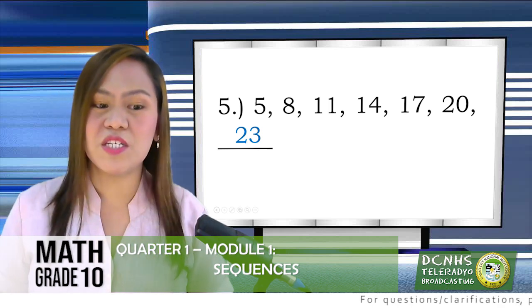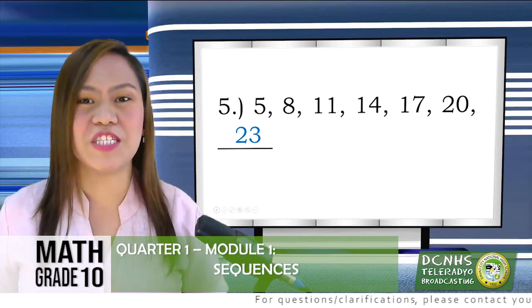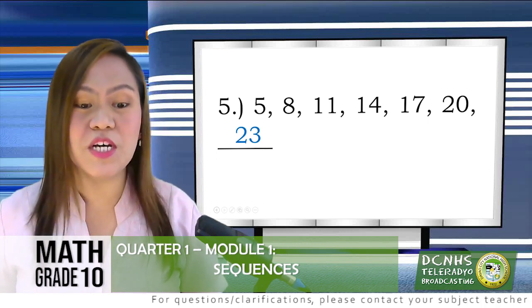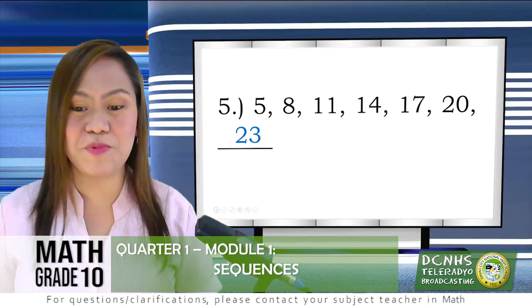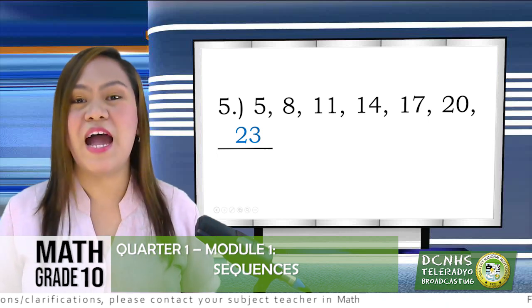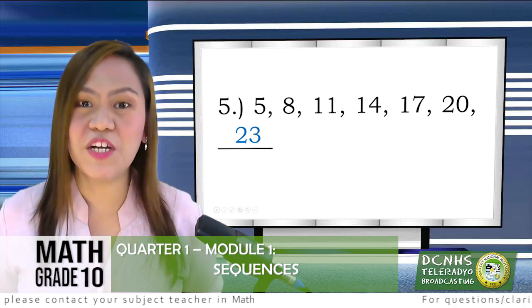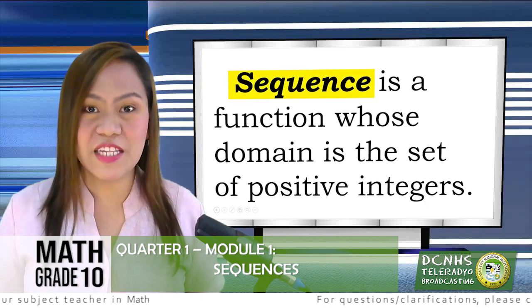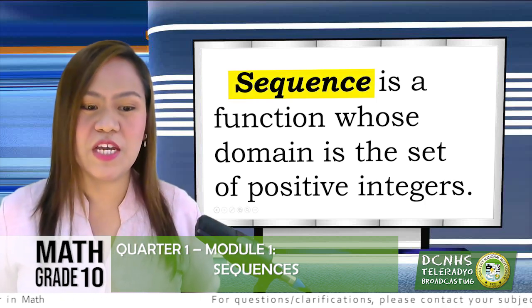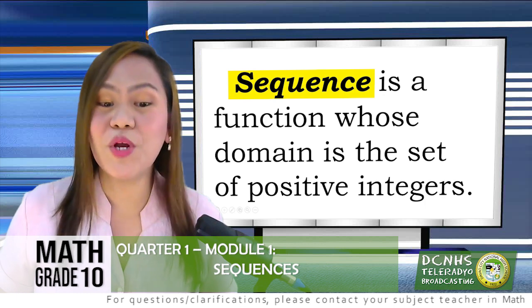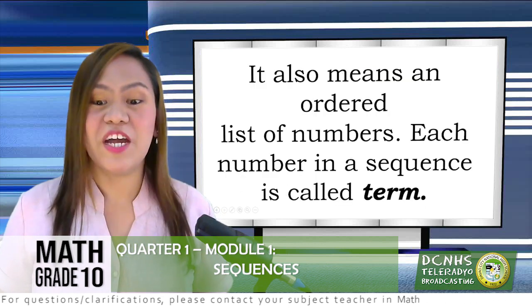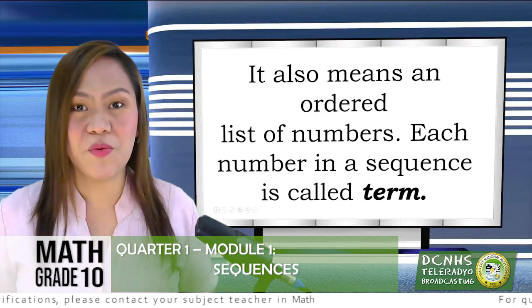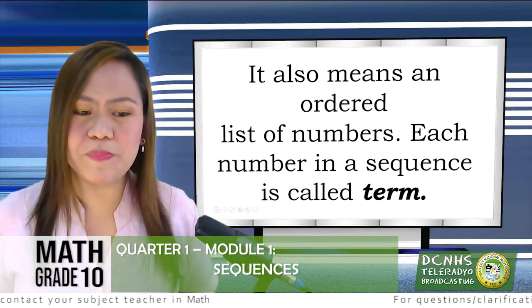In mathematics, a sequence is a special type of pattern used to identify the missing number in an arrangement. A sequence is a function whose domain is the set of positive integers. It also means an ordered list of numbers. Each number in a sequence is called a term.